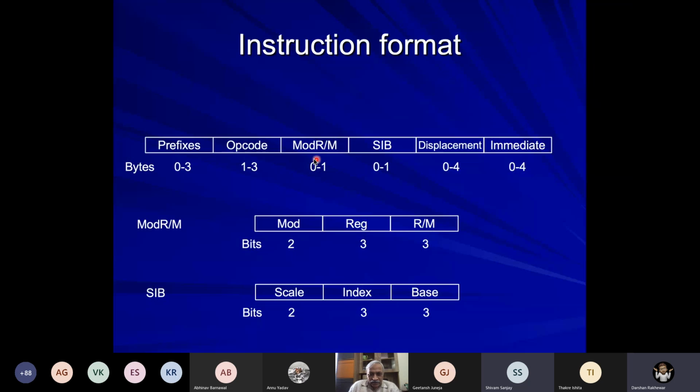So for the mode specification, the addressing mode, you have 2 bits, 3 bits specify a register, and these 3 bits specify a register or memory. Scale, index, and base is another 8-bit field.